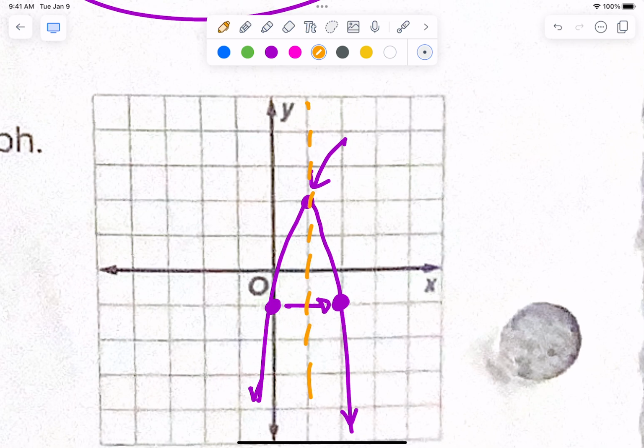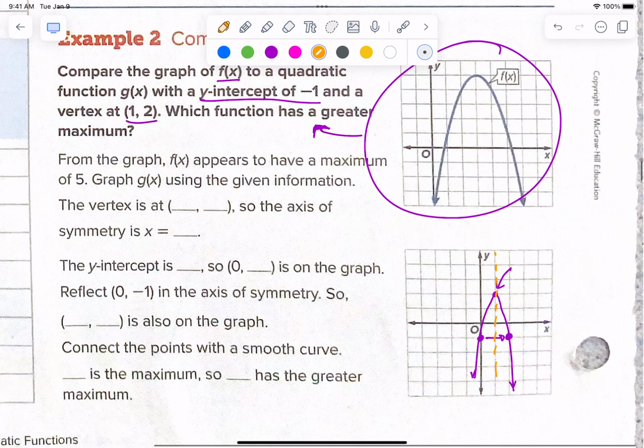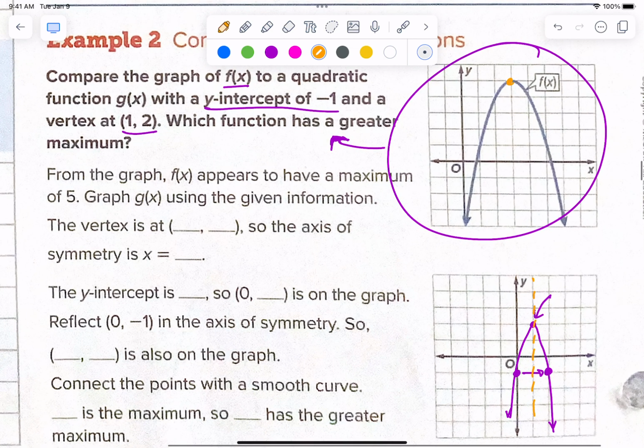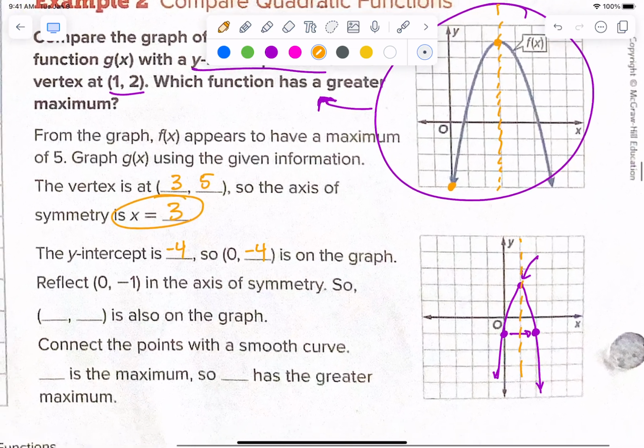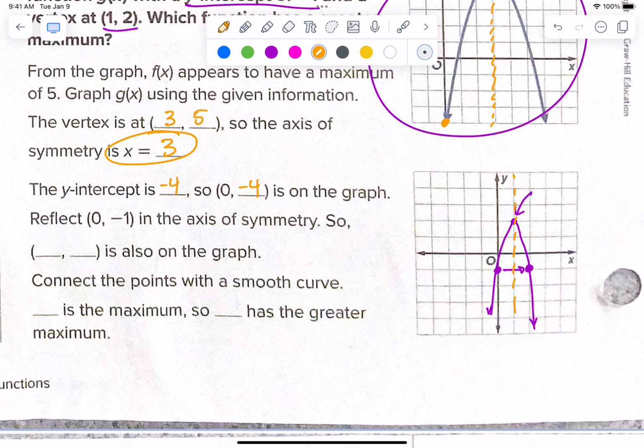So now we're comparing these two graphs. What's something that we can do to compare? This guy's vertex is at where? I think he's 3, 5. Okay, so what's his axis of symmetry? X equals 3, yep, x equals 3 is his AOS. The y-intercept for this guy is what? -4. So 0, -4 is on the graph. All right, let's connect the points with a smooth curve.